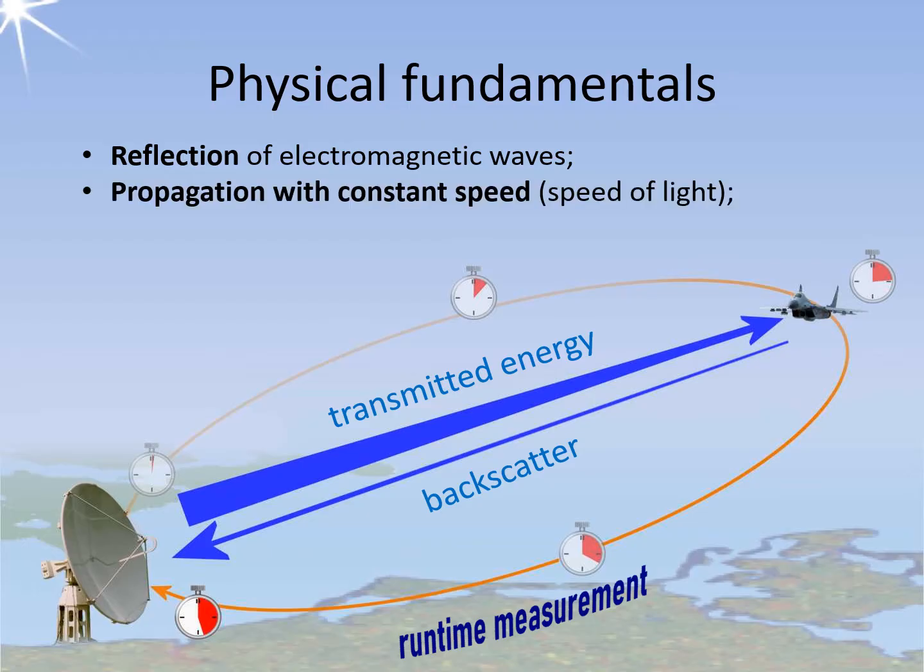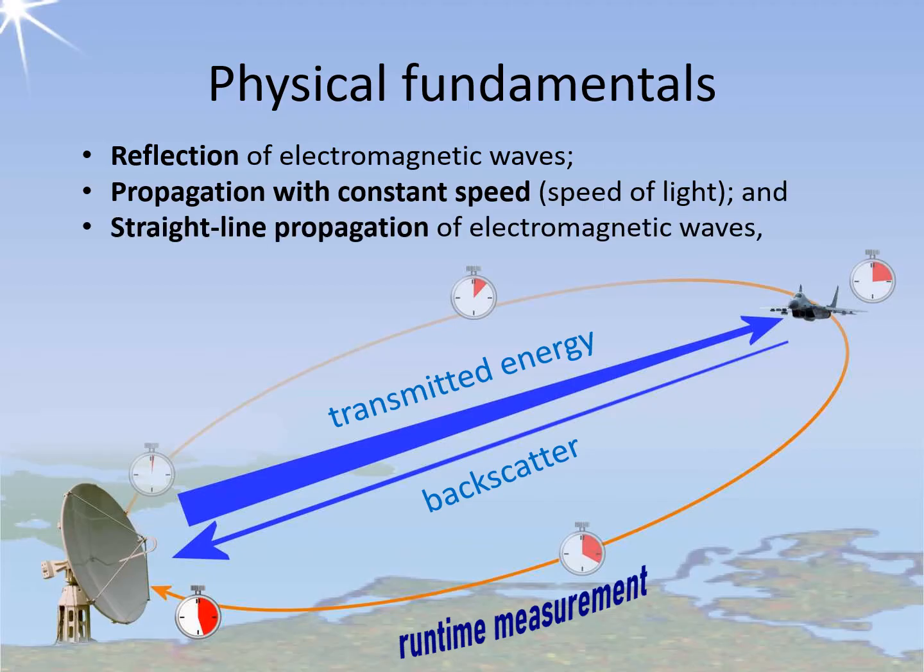The constant propagation speed of the electromagnetic waves. The electromagnetic waves propagate with the speed of light, approximately 3 times 10 to the 8th power meters per second. Due to this constant propagation speed, the distance of reflecting objects, airplanes, ships, and vehicles, can be determined exactly by measuring the runtime of the pulses.